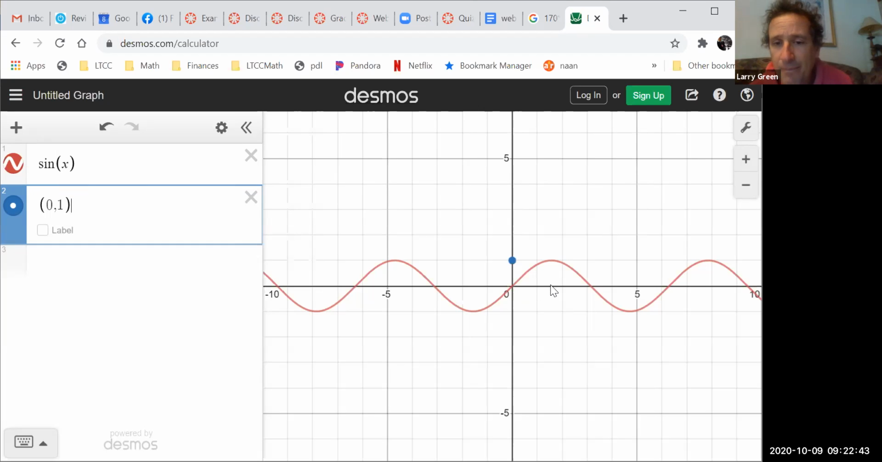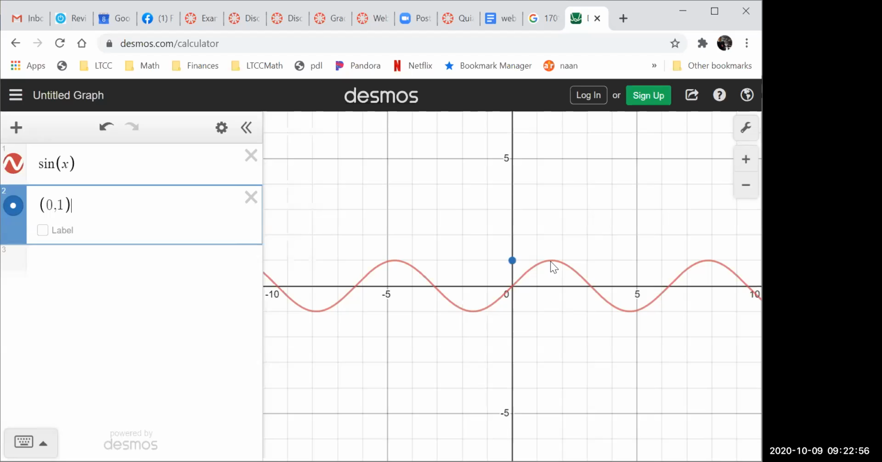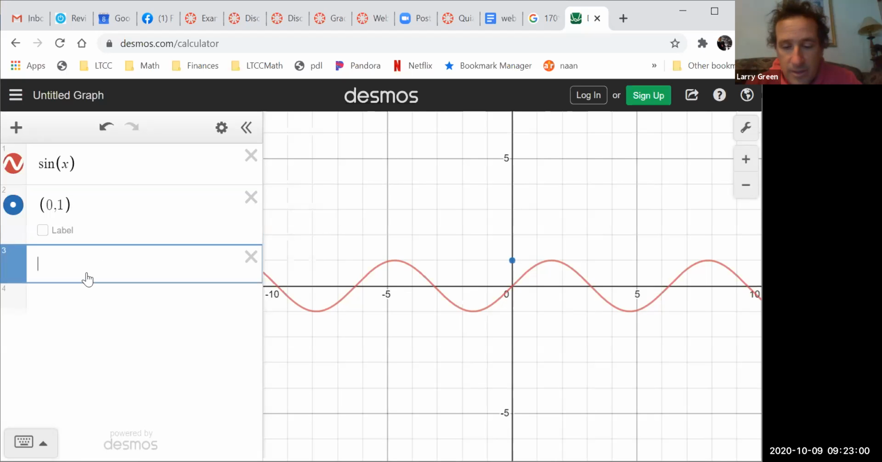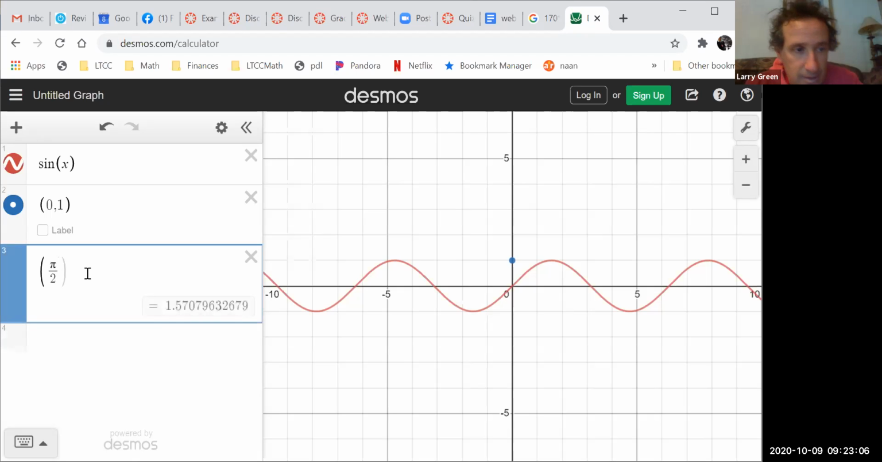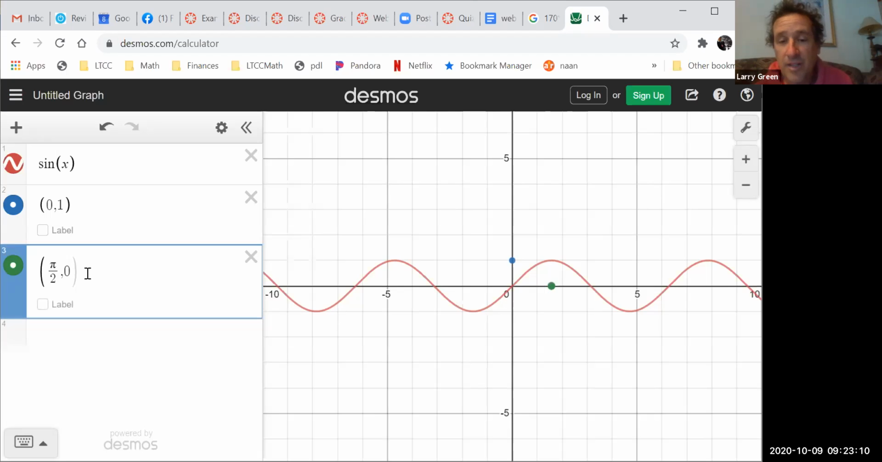Okay, let's plot another point. How about pi over 2? What is the slope of the tangent line at pi over 2? Zero. It's a horizontal tangent. So that means that we have pi over 2 comma 0. Got it?